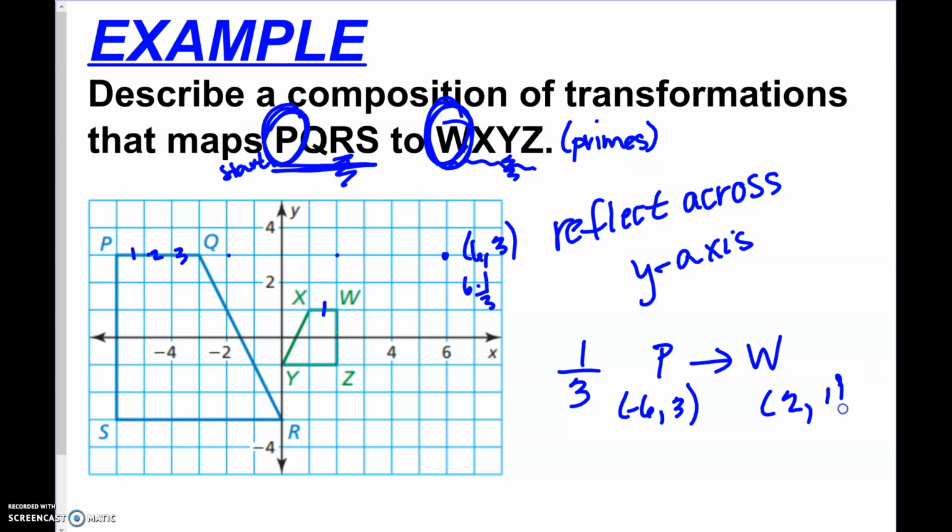On the test, a lot of times on written things, you're going to have to tell where that W ends up and what ordered pair that is. This one just asked for you to explain it: reflection across the y-axis with a 1/3 dilation. And then sometimes they want to know those ordered pairs. So where does P go to W? That would end up at 2, 1.